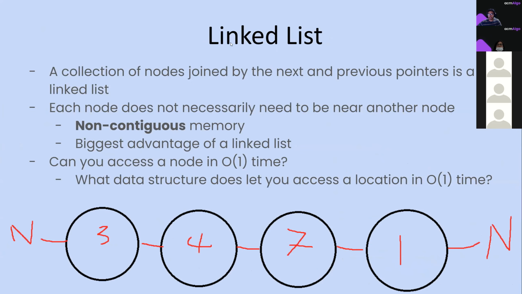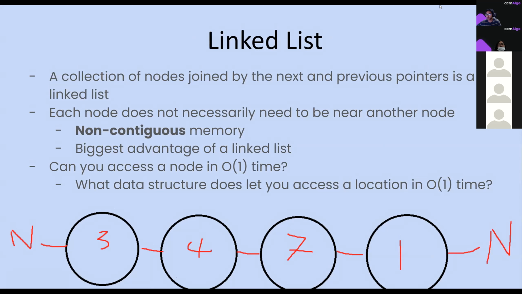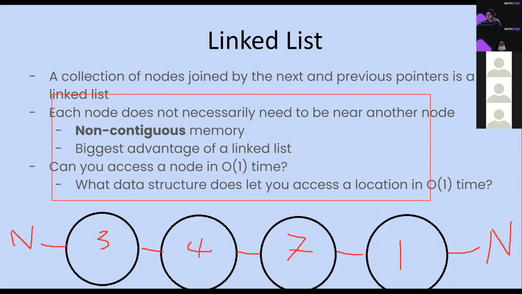So what I really want you guys to understand about linked lists is that each node does not necessarily need to be near another node. So what that means is this is non-contiguous memory, and that's the biggest advantage of a linked list. Does anybody know what non-contiguous means? So if we have an array, right? Let's say my array is going to have 10 values. So I'm just going to draw over this. Actually, I won't draw over this. I'll go to the next slide.